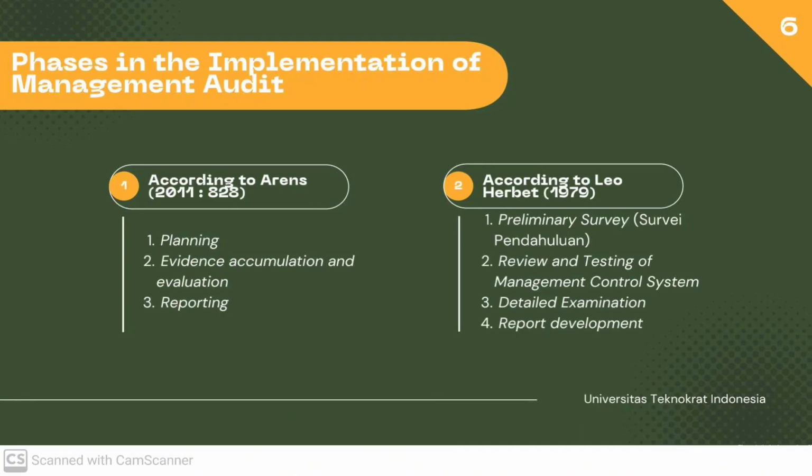Phases in the implementation of management audit. According to ARINS 2011-828. 1. Planning. 2. Evidence accumulation and evaluation. 3. Reporting. According to Leo Herbert 1979. 1. Preliminary survey. 2. Review and testing of management control system. 3. Detailed examination. 4. Report development.